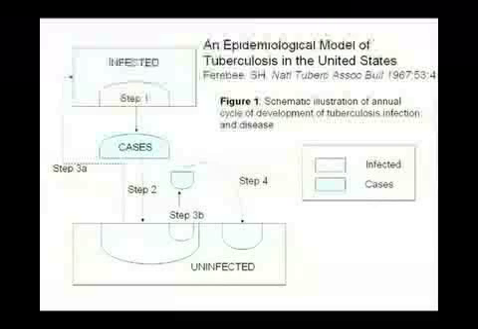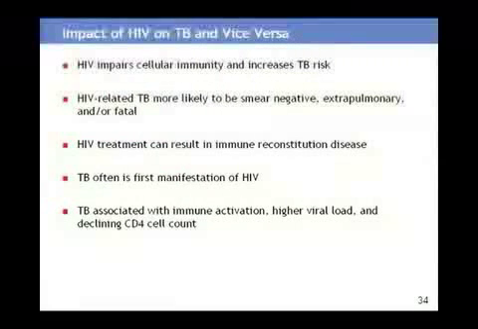It doesn't have a lot of assumptions involved with it, which most models do, and you can put your own numbers in to figure out the burden of tuberculosis in a particular population. Now I want to talk briefly about the impact of HIV on TB and how it affects that model that you just saw. HIV impairs cellular immunity and increases TB risk.